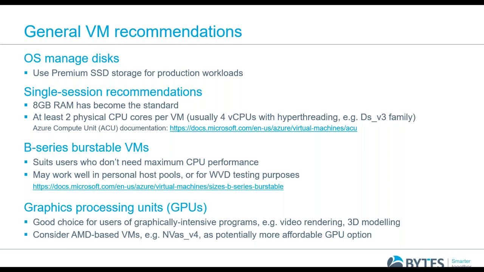And then generally we don't recommend using the B series burstable VMs in production environments unless you've understood the workloads that are going to run on those VMs. They might work well in personal host pools, they might work well for testing and that sort of stuff, but generally we don't find those really cheap burstable VMs work well in most production environments, just given how the B series works with the CPU. So check out the documentation on the B series if you're not familiar with burstables.